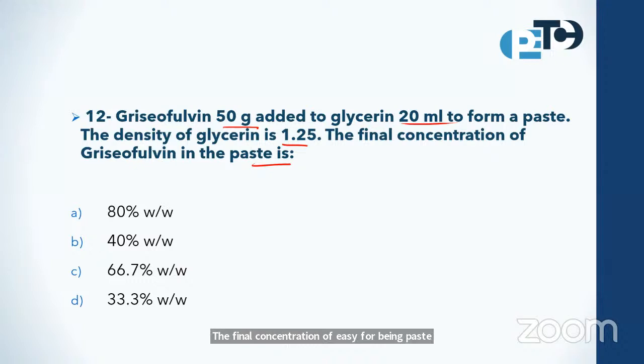How can we solve a question like this? Here we add 50 grams of griseofulvin to 20 milliliters of glycerin to make the paste. The paste is semi-solid, right? Glycerin here is a liquid, so we need to know the corresponding grams of this volume. How can we know that? By the value of the density. The density tells us that every 1.25 grams of glycerin equal 1 milliliter.